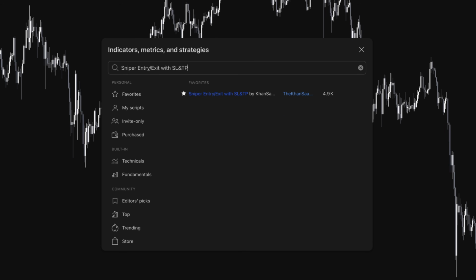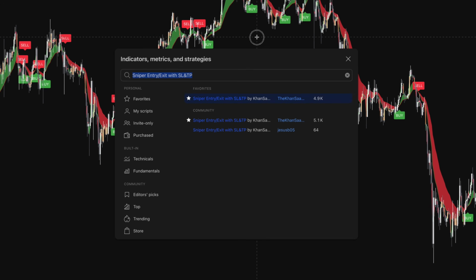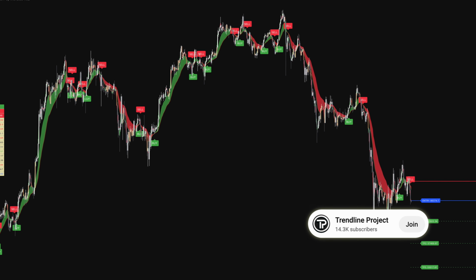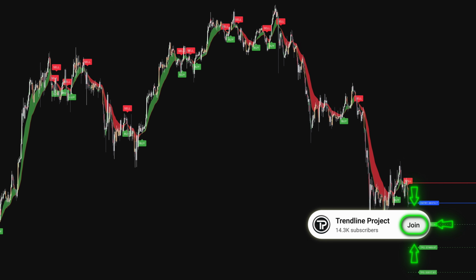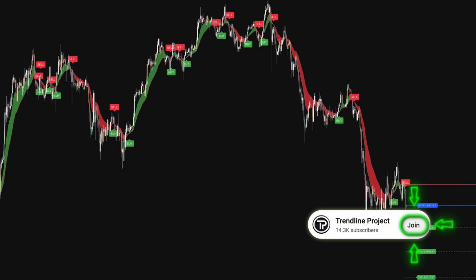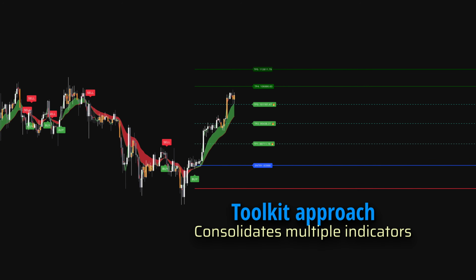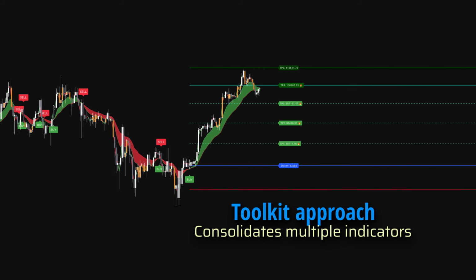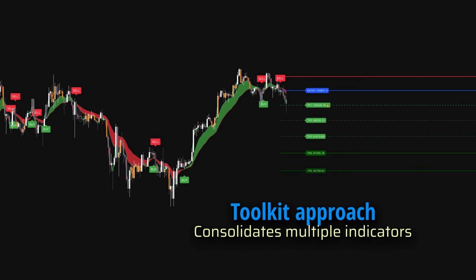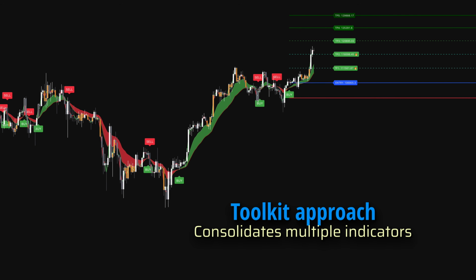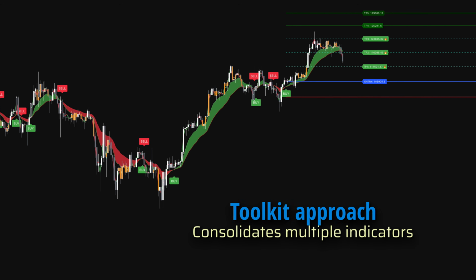Sniper entry and exit with stop loss and take profit, created by Consob version 2.0, is a trend following and trade management indicator built around EMA crossovers as its primary signal trigger. It takes a practical toolkit approach, combining widely used indicators into a scoring system and trade setup engine that attempts to consolidate the decision-making process into a single overlay.